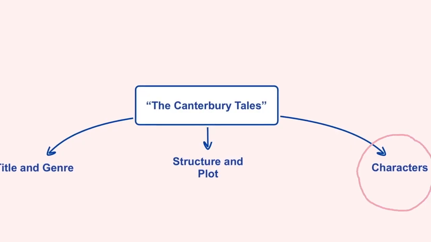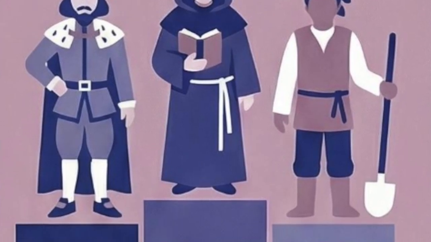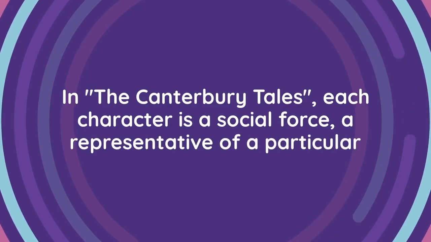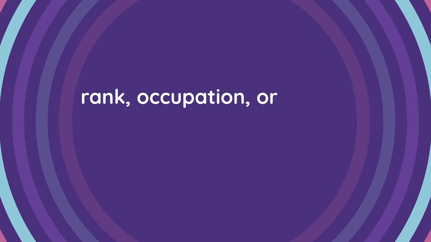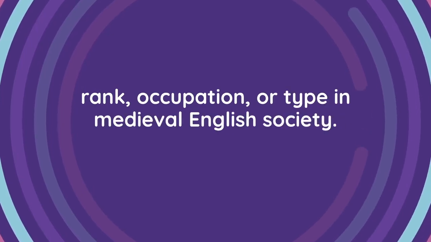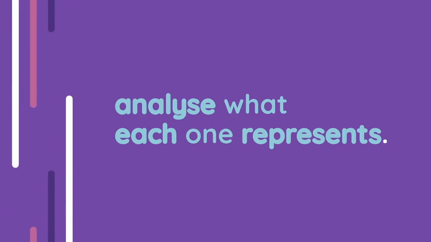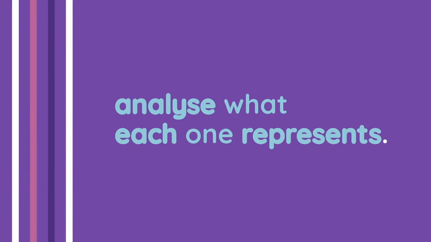The third and final branch is characters. Before we go through the sub-branches and keywords, here's a frame sentence that applies to all the characters. In the Canterbury Tales, each character is a social force, a representative of a particular rank, occupation, or type in medieval English society. Your job in a speaking task is not to describe the characters. It's to analyze what each one represents. That's the difference between a B grade and an A.